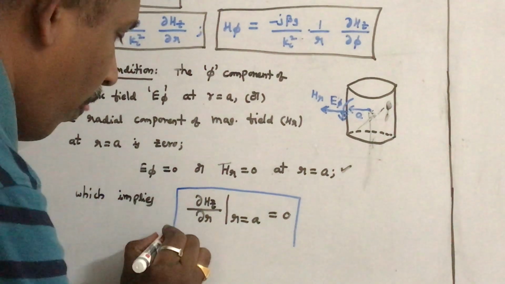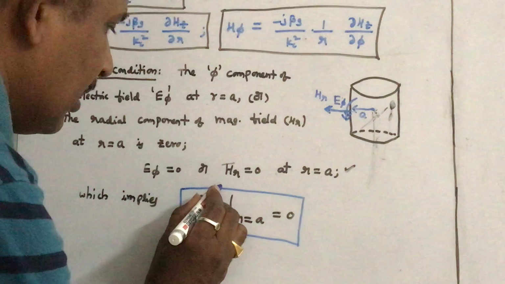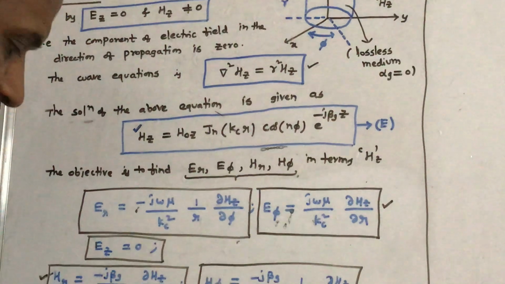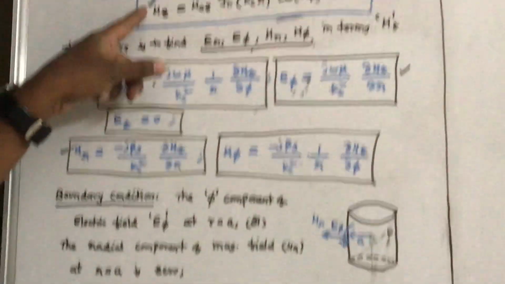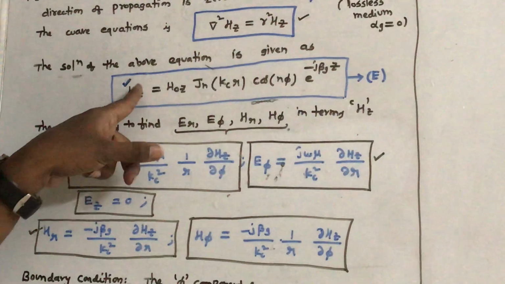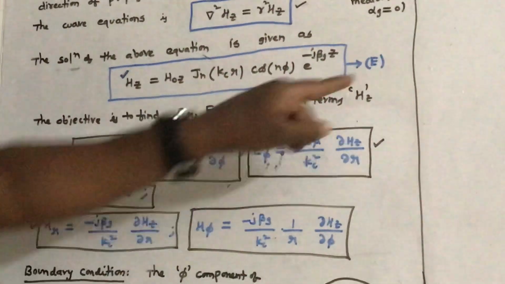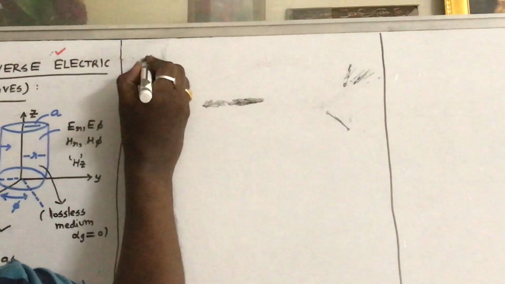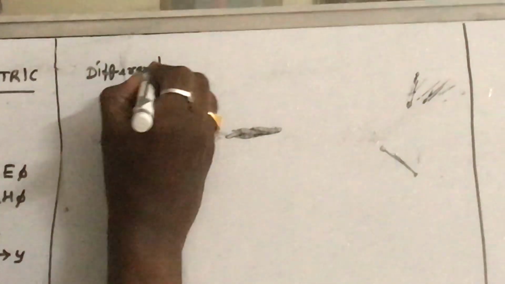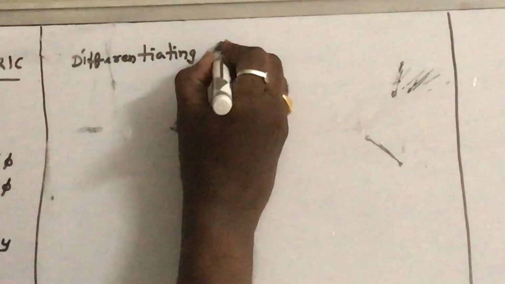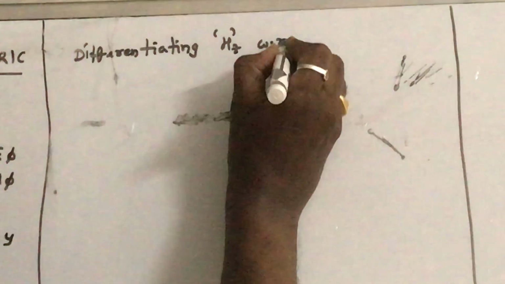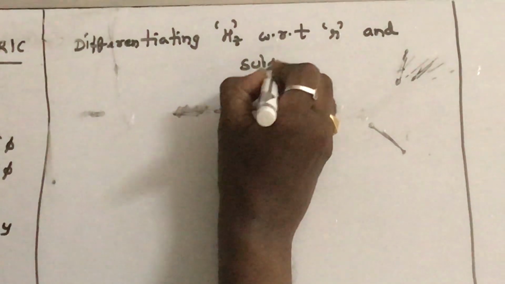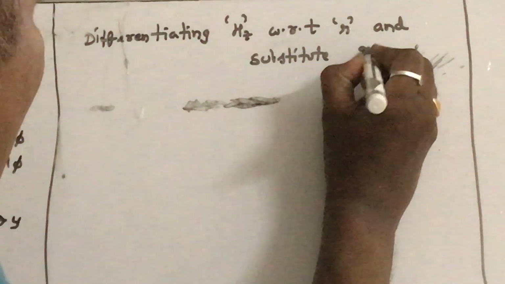So this is the boundary condition. In this expression, what is Hz? Substitute Hz is equal to this, which we have derived. So differentiate Hz with respect to R and substitute R is equal to A in this equation.